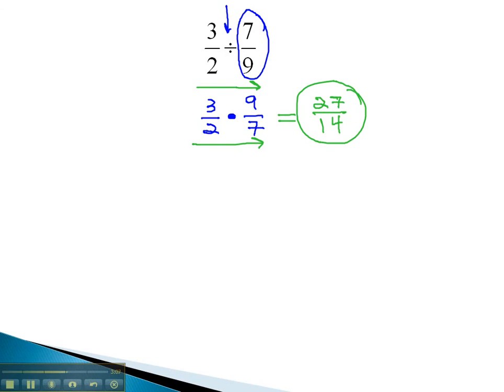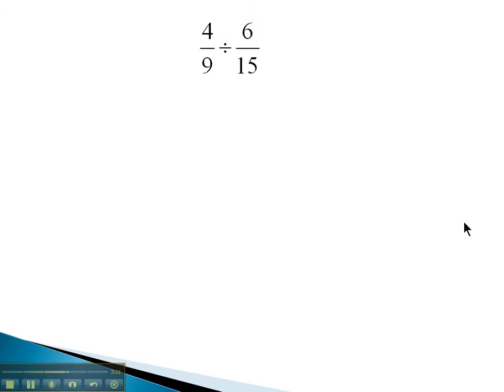Let's try another example where we divide by actually multiplying by the reciprocal. In this problem, we have 4/9 divided by 6/15. Again, with division, we're going to multiply by the reciprocal of that second fraction. 4/9 times 15/6. This time, we can do some reducing. Remember, with multiplication and multiplication only, we're allowed to reduce. 4 and 6 are divisible by 2.